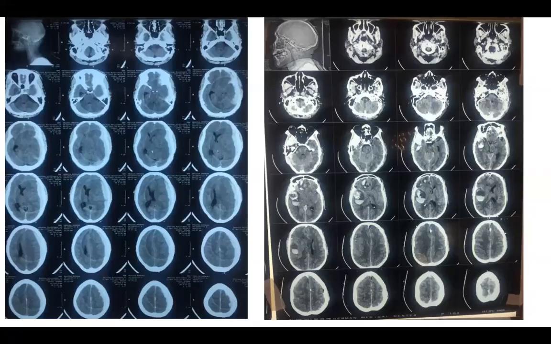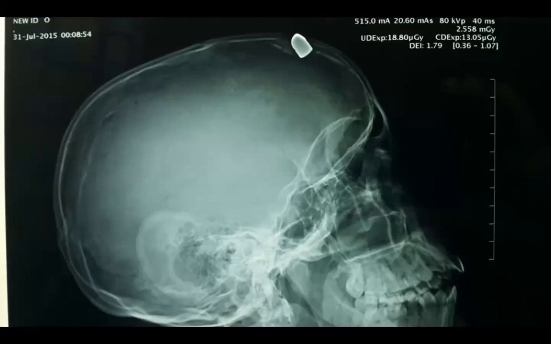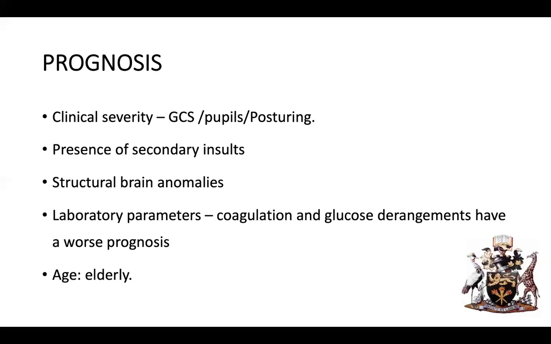And this is just another patient. You remember the other skull I showed you? Now you can see, if you look at this view, the sagittal or the lateral, that the bullet is superficial. What decides the prognosis? 1 is the clinical severity. If a patient comes in with a low GCS, especially the motor part of the GCS, then you have the pupils. If you have fixed and dilated pupils or decerebrate posturing, that tells you this is a poor prognosis patient. 2 is the presence of secondary insults.